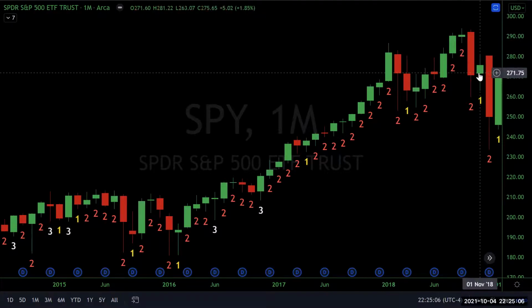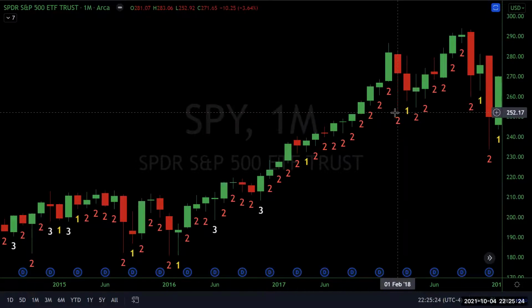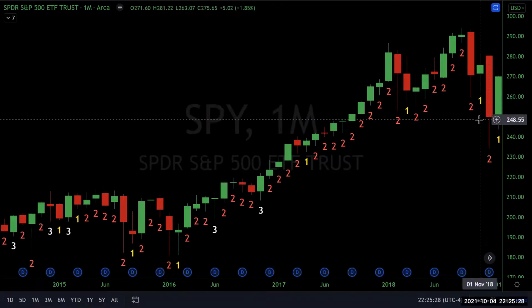Then we get a one inside of this. Okay, we can go long here, we can go short here. What ended up happening? It ended up breaking this low. So we would have gone short here, would have gone short at 263.07. That's the low of this candle. The target would have been this low over here, and whatever, it ended up taking that out.